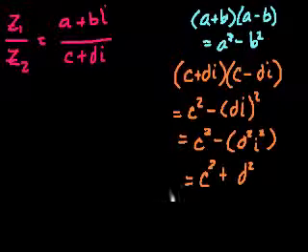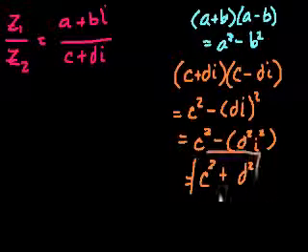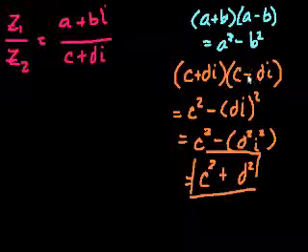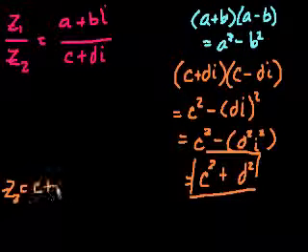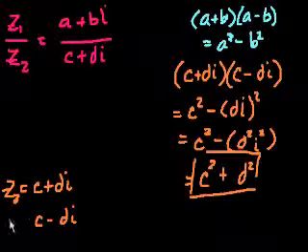That's interesting. When I multiply a complex number times this other number, which is very similar to it, but the imaginary part goes in the other direction, when I multiply the two, I get a completely real number. All of the i's disappear. And in general, in our example, this was z2. So if we say that z2 equals c plus di, the quantity c minus di is called its conjugate.